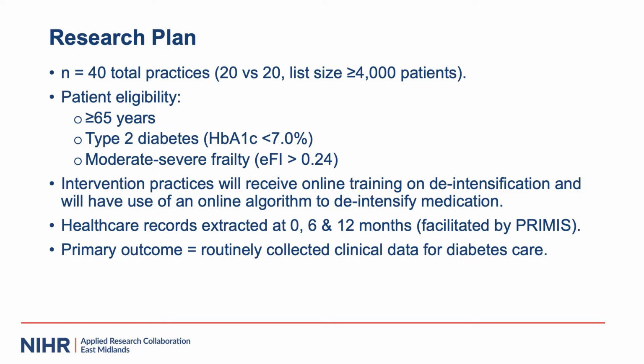Healthcare data will be extracted at baseline, 6 months and 12 months, and the intervention group will also have an additional data extraction at 3 months. And all of this will be carried out by our external software company from the University of Nottingham known as Primus. Our primary outcome is to assess clinical data that's routinely collected in diabetes care.